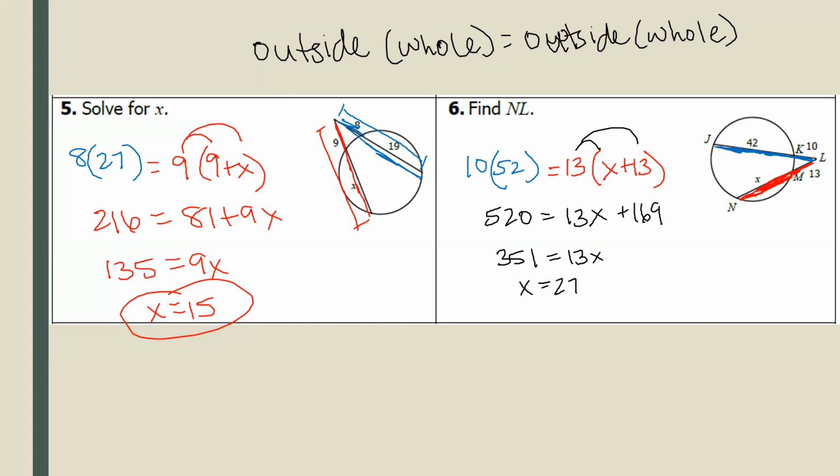So now we have to find NL, right? NL is the entire red segment. So x is 27, and NL would be 27 plus 13. So our final answer, the length of NL, is 40.